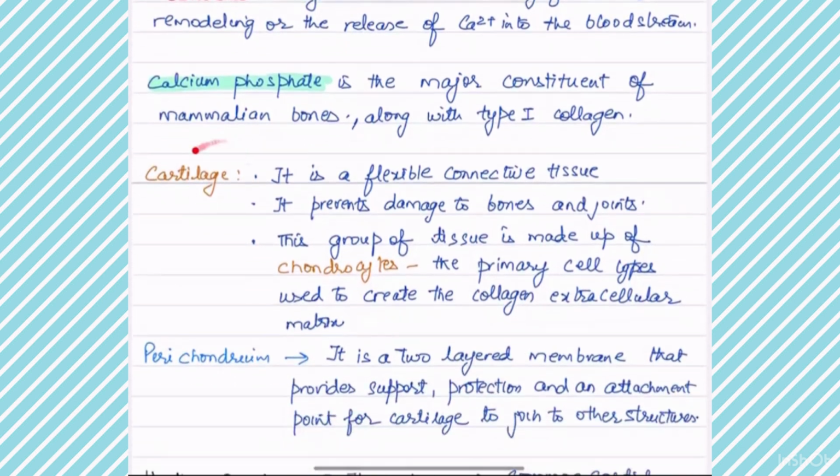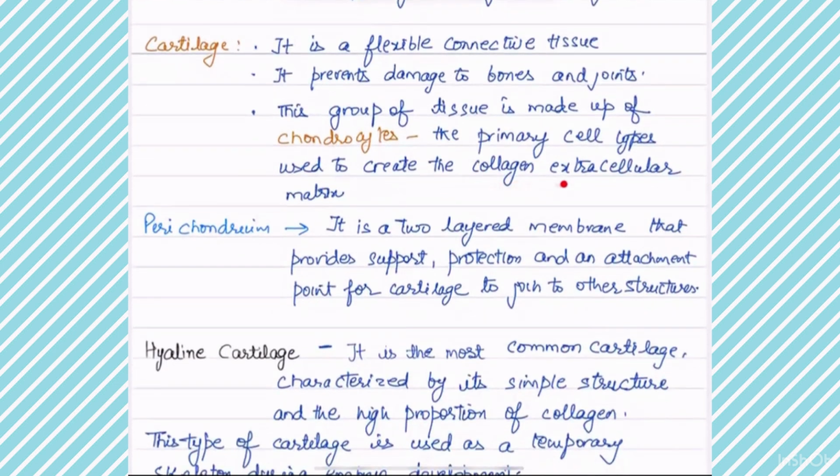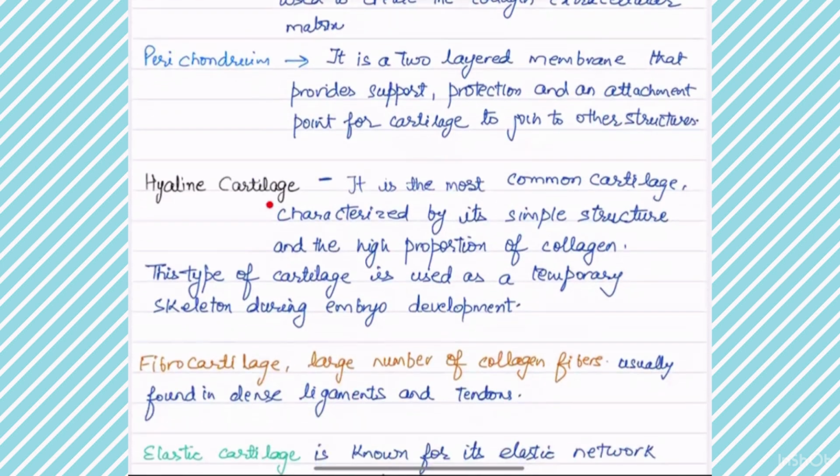Now let's see what a cartilage is. It is a flexible connective tissue which prevents damage to bones and joints. This group of tissue is made up of chondrocytes, which are the cells of the cartilage. These cells are used to create collagen extracellular matrix. Perichondrium. It is a two-layered membrane and an attachment point for cartilage to join to other structures. Hyaline cartilage. It is the most common cartilage, characterized by its simple structure and the high proportion of collagen. This type of cartilage is used as a temporary skeleton during embryo development.